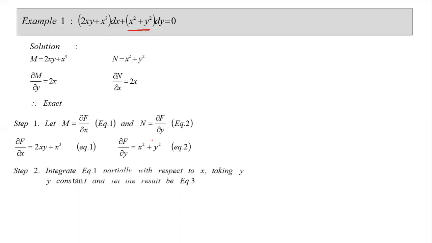Step 2, integrate equation 1 partially with respect to x, taking y constant, and let the result be equation 3. So we are integrating the partial derivative of f with respect to x, that is, integrating 2xy plus x cubed with respect to x. You know that the integral of the derivative of f with respect to x is simply f(x, y), and since we are integrating with respect to x, 2y will be treated as a constant. You can just throw it out.